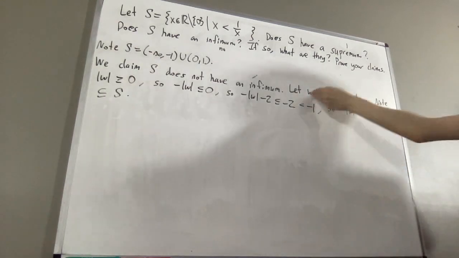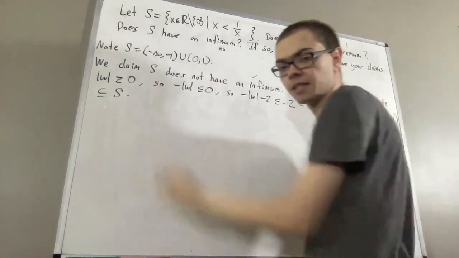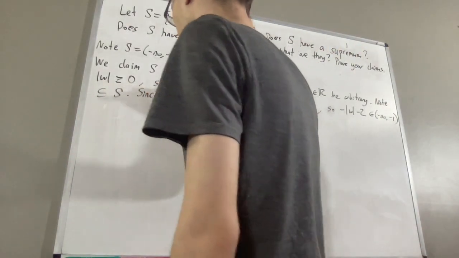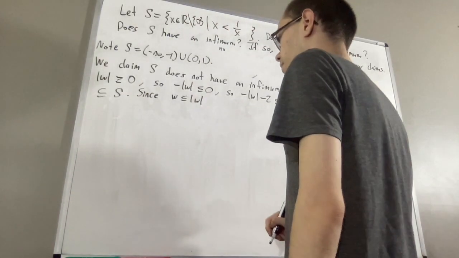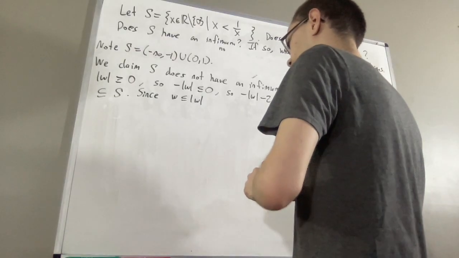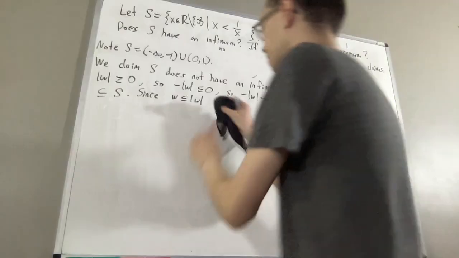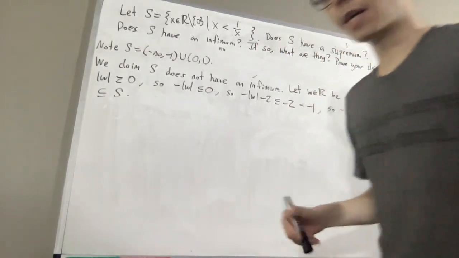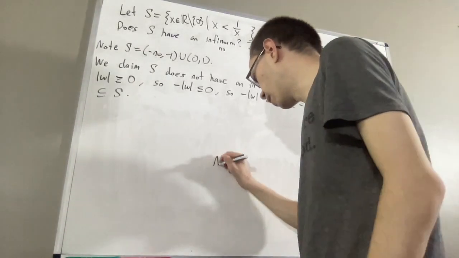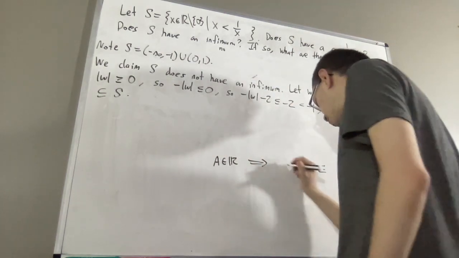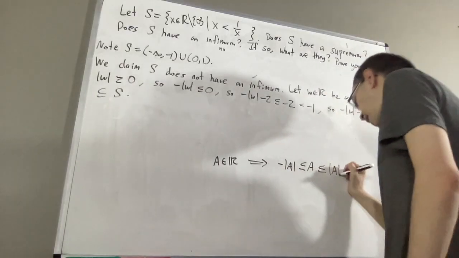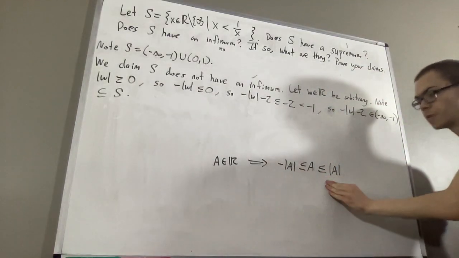Now we want to show W is strictly bigger than this element of S. Well, this comes from the fact that W is less than or equal to the absolute value of W. Actually, it doesn't, well, maybe it does, but instead, there's a fact about absolute values which tells us for any real number A, A lies between the negative of the absolute value of A and the absolute value of A. So we're taking advantage of this fact.